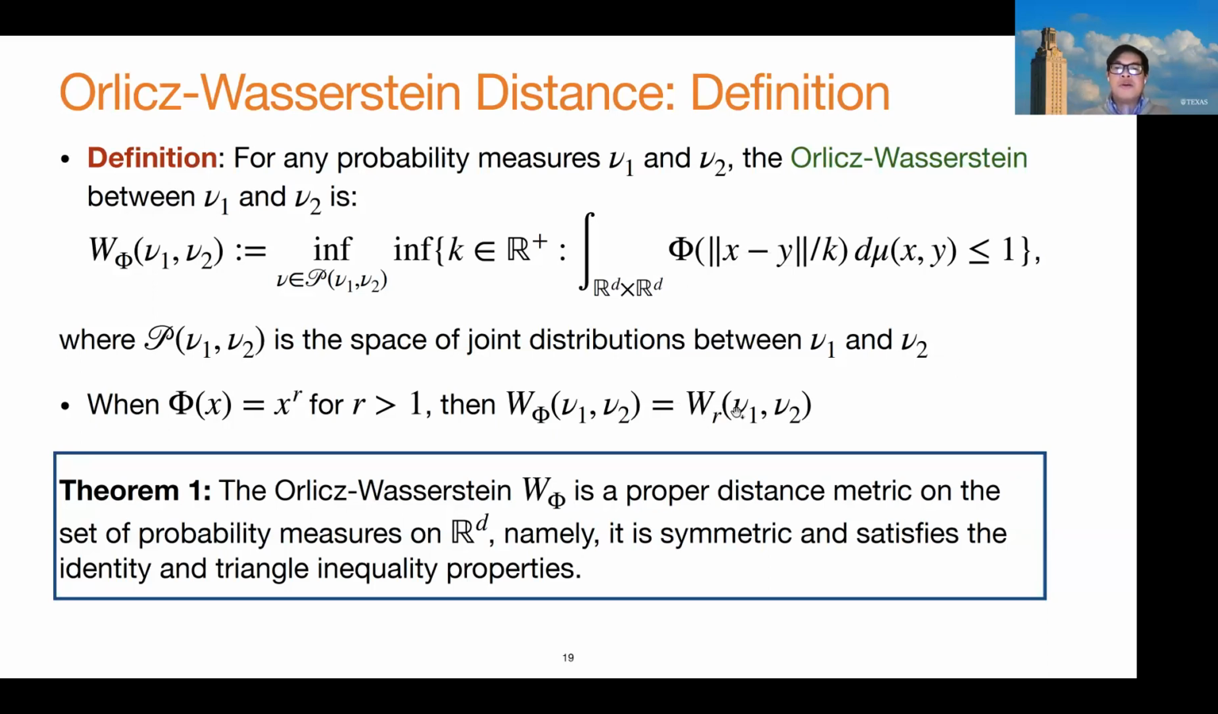We can also demonstrate that the Orlicz-Wasserstein metric is a proper metric on the space of probability measures. It means that it satisfies the identity property and the triangle inequality. This is very nice because it is similar to the Wasserstein metric that we usually use when we have only Euclidean distance.